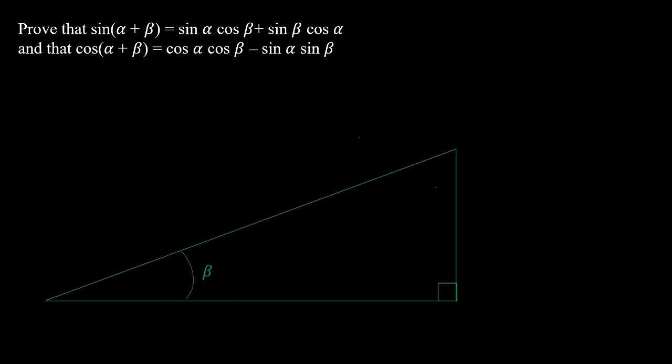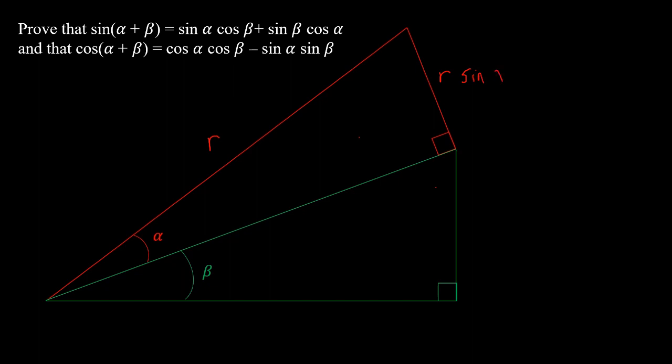We're going to start off by constructing this green triangle, a right triangle with an angle of beta, and we're going to stack a red triangle on top of it with an angle of alpha. Notice that it is also a right triangle. We're going to say that this red triangle has a hypotenuse of r. So the side opposite to alpha has a length of r sine alpha. Again, we know this from the property that I discussed earlier. And similarly, the side adjacent to angle alpha has a length of r cosine alpha.